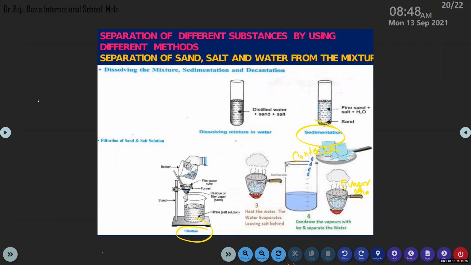Water is a universal solvent. That means everything dissolves in it. Not everything can be dissolved, but still the majority of the substances. Ma'am, can oil dissolve? Oil cannot dissolve in water. Oil, kerosene, petrol, all these things cannot be completely dissolved.